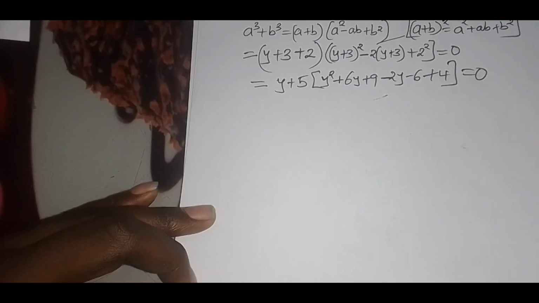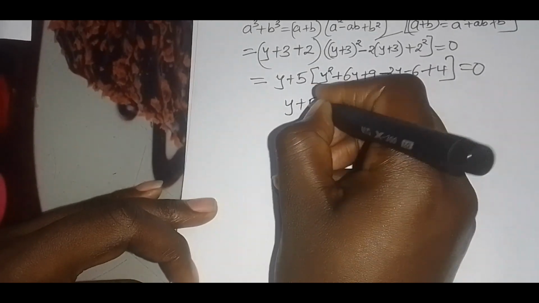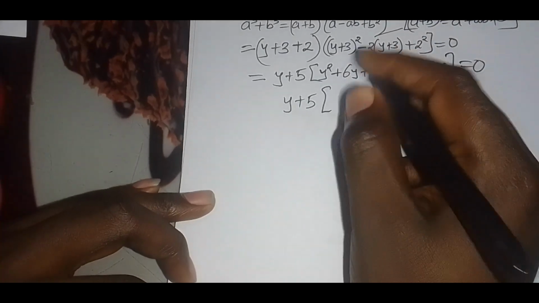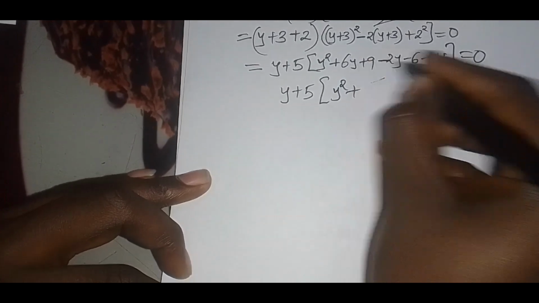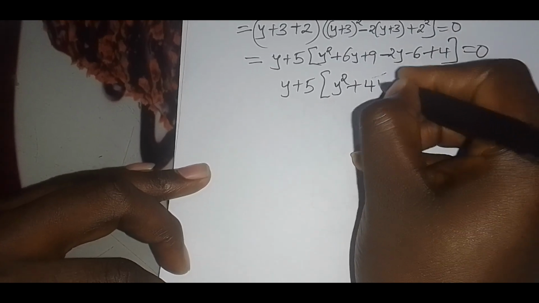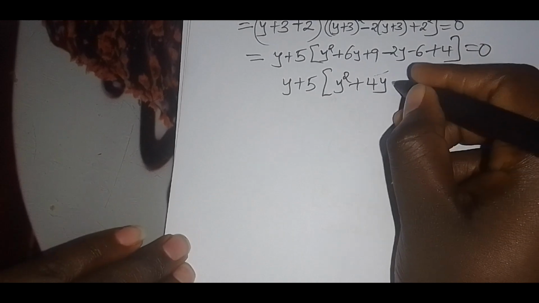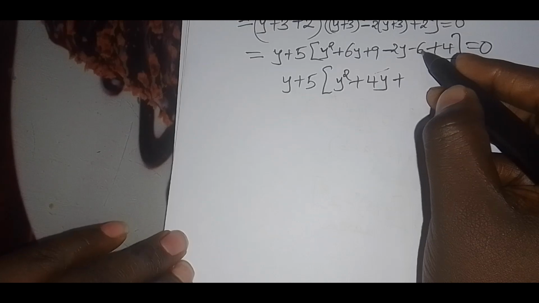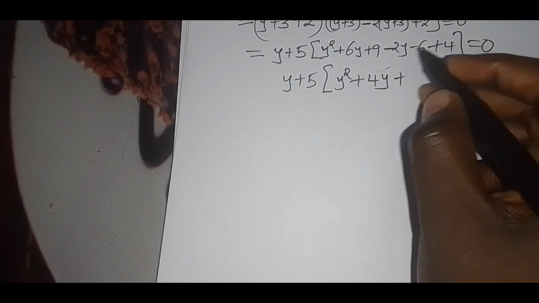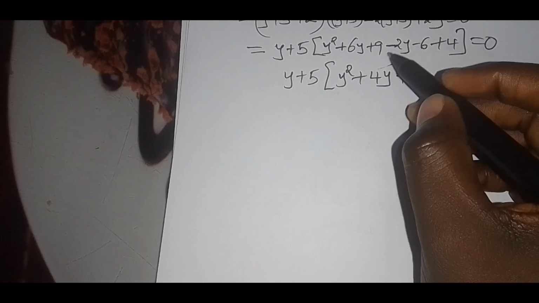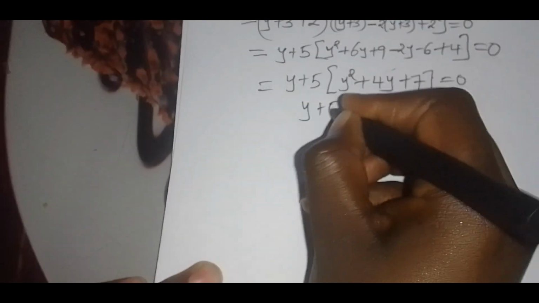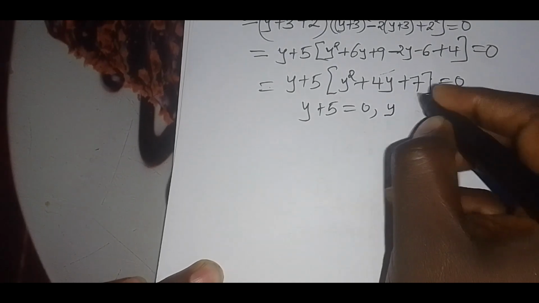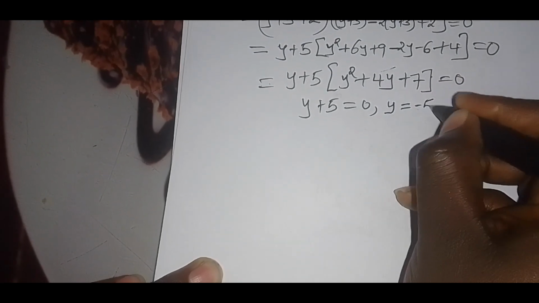Okay, so that we're going to have (y + 5) into the bracket. We're going to have y squared plus 6y minus 2y, which is 4y, plus 9 minus 6, which is 3, plus 4, which is 7. This is equal to 0. Okay, so the first part, as you can see, is y plus 5 equal to 0. So that means that the first y is equal to negative 5.